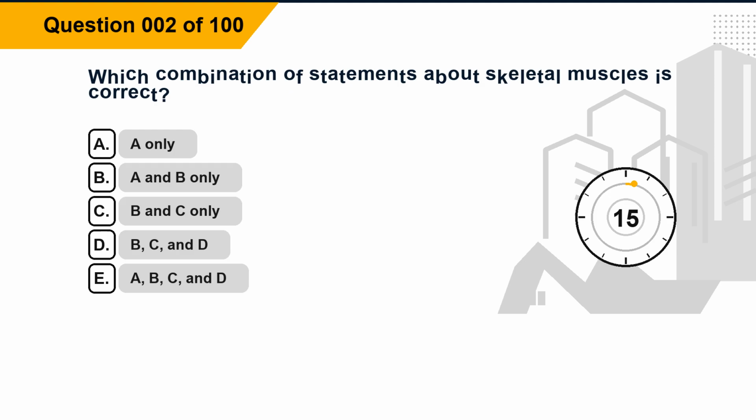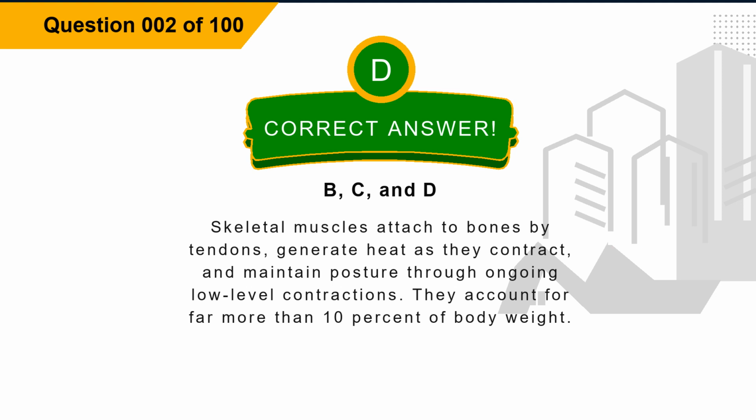Question 2. Which combination of statements about skeletal muscles is correct? Option A only. Option B, A and B only. Option C, B and C only. Option D, B, C, and D. Option E, A, B, C, and D. The correct answer is option D, B, C, and D.